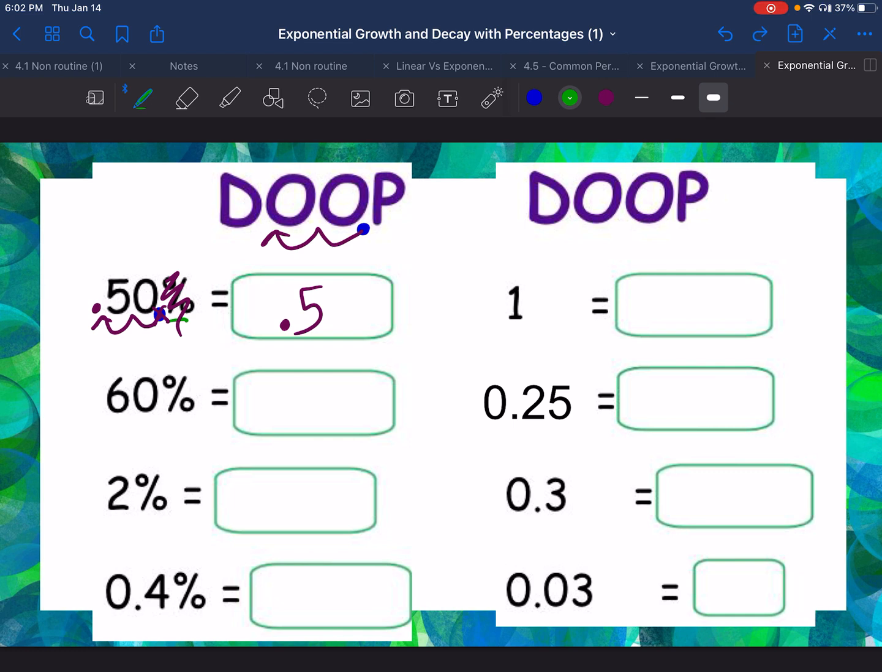What would 60% be as a decimal? Well, here's how you do that. Move your decimal point 2 places to the left, you get 0.6, or any of these other variations.